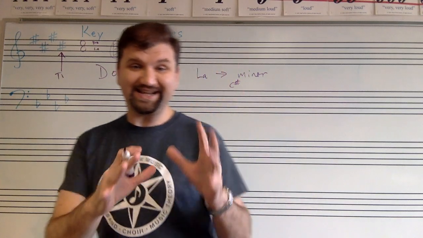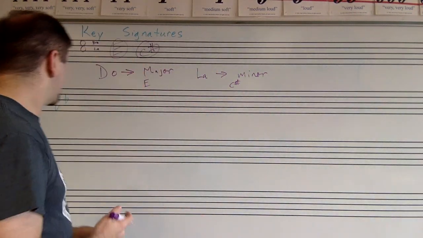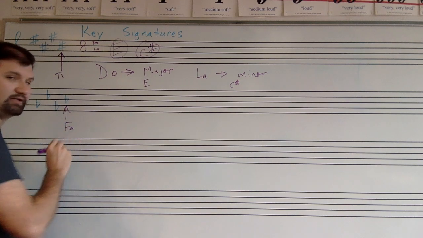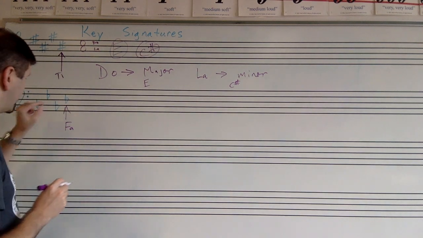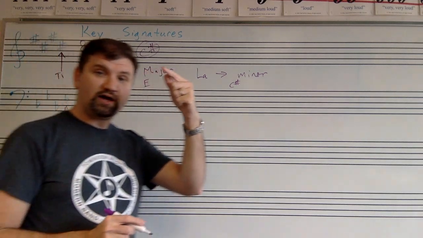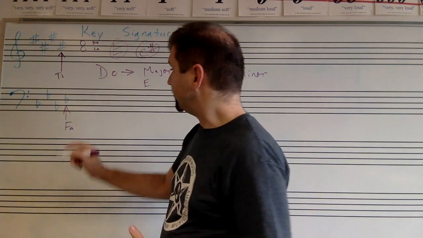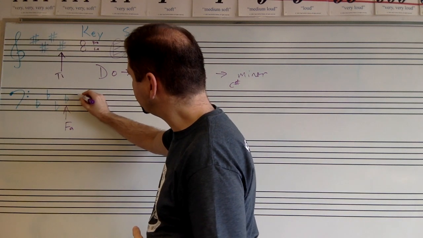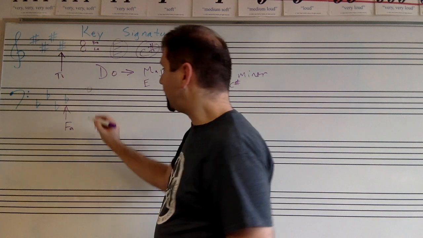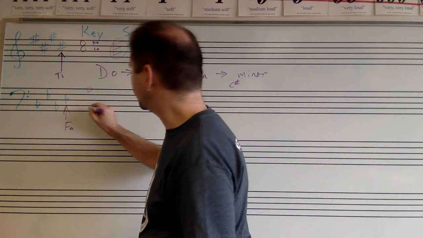Now what about flats? Well, my last flat is not ti, so don't go there. My last flat is fa. And so from there I can count fa, sol, la, ti, do, or fa, mi, re, do. I can either count up or count down. If I count up, fa, sol, la, ti, do, I get to that. If I count down, fa, mi, re, do, I get there.